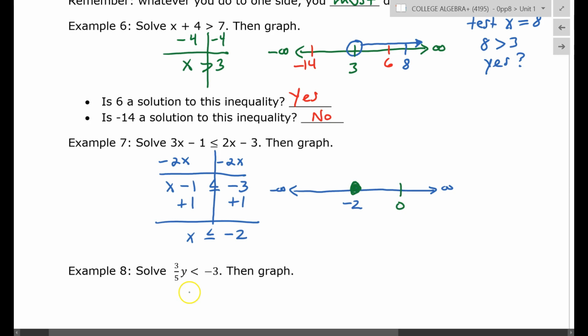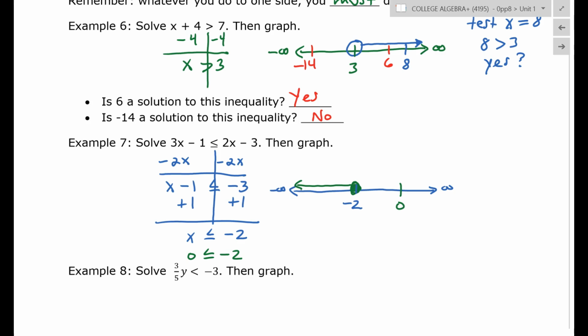So now when I test this point, is 0 a smaller number than -2? Well, if 0 was a smaller number than -2, where would it be? It'd be over here, right? Okay, so is 0 less than or equal to -2? The answer was no, so I'm not going to shade where 0 is. I'm going to shade the other direction. That was my test point. 0 was my test point. I like using 0 because it's easy to figure out where it goes. You know what I mean?